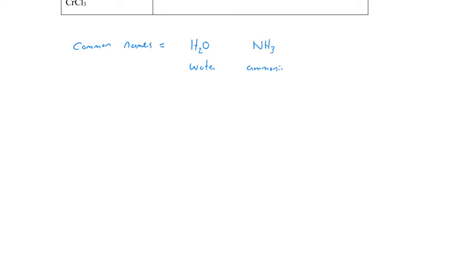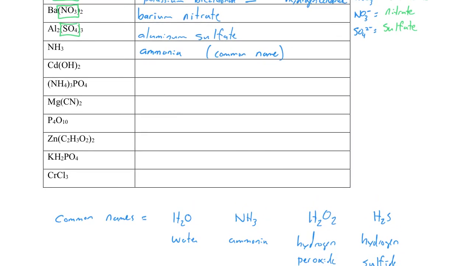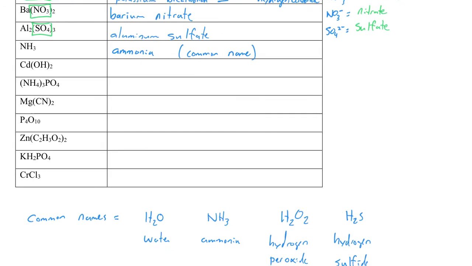Here are a few more. We have ammonia, which has the formula NH3. We also have hydrogen peroxide, which is given that name because it has the peroxide in it with hydrogen. So it's H2O2. Finally, we have hydrogen sulfide, which is the formula H2S. Okay, so these are all common names that deviate from the official or the systematic name.